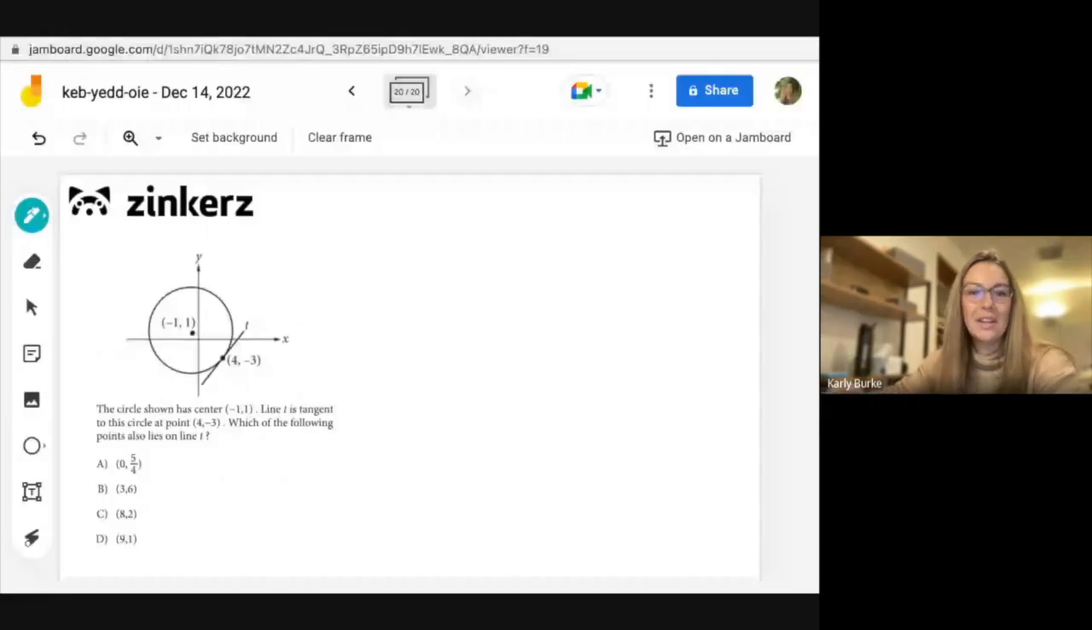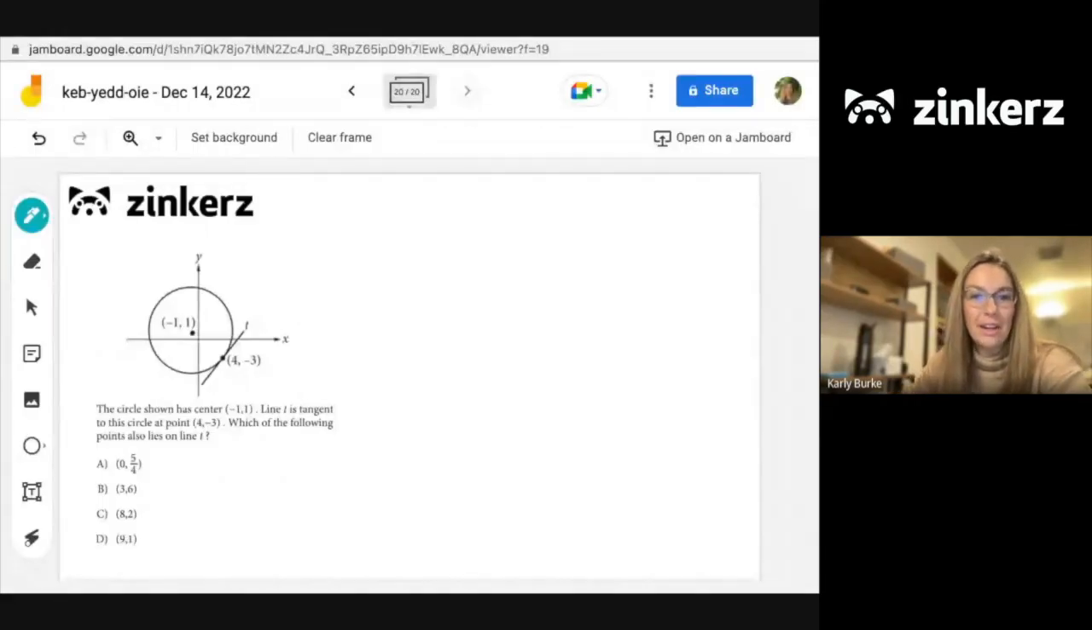Circles are showing up a lot more on the SAT lately, and this problem combines circles and perpendicular lines. So it's a little bit tricky, and you need to pay very close attention to what's going on. First, you have a circle that has a center at (-1, 1), and they show you the circle, so that's pretty easy, right? And line T is tangent to this circle.